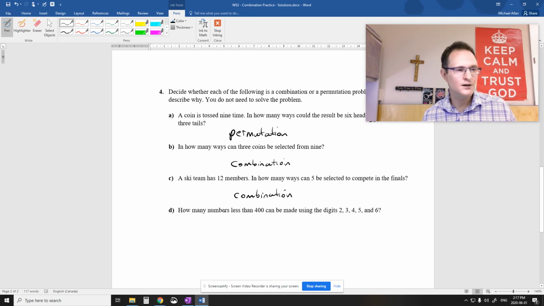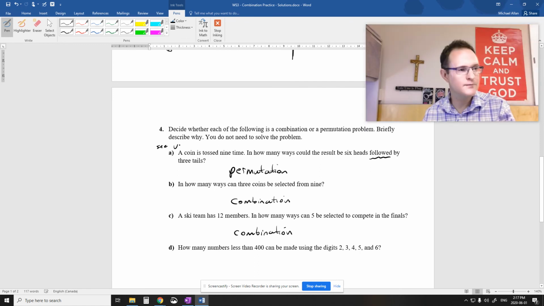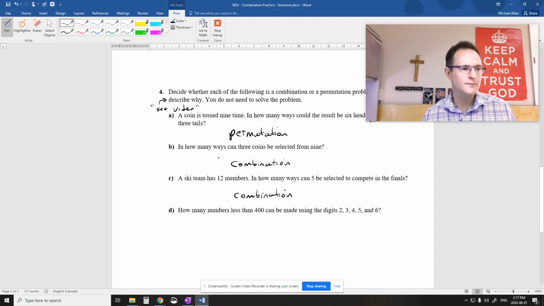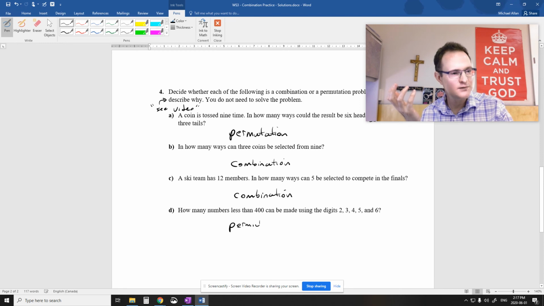How many? Well, I'm just going to say briefly describe why. I'm just going to say see video, if you want to know why. How many numbers less than 400 can be made from this? Because with the numbers, the order matters. This is definitely a permutation question. If we did those questions in the permutation section there.